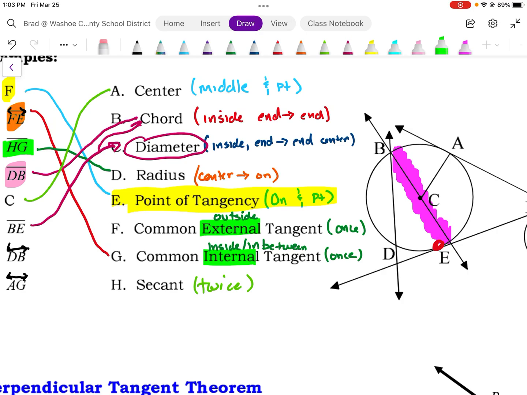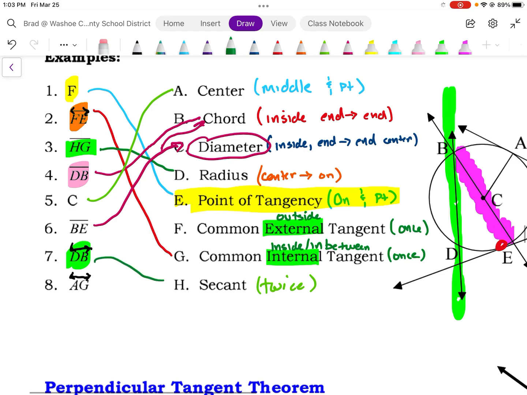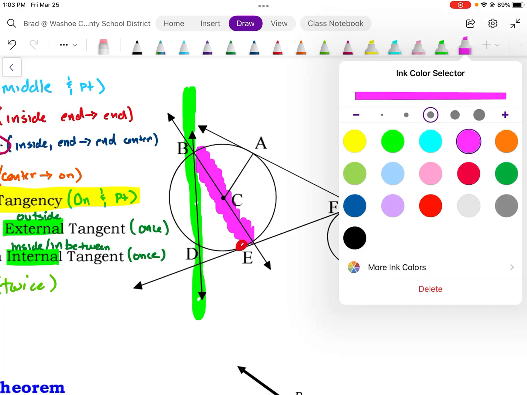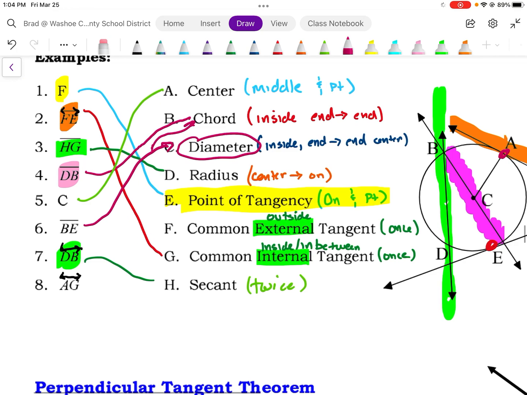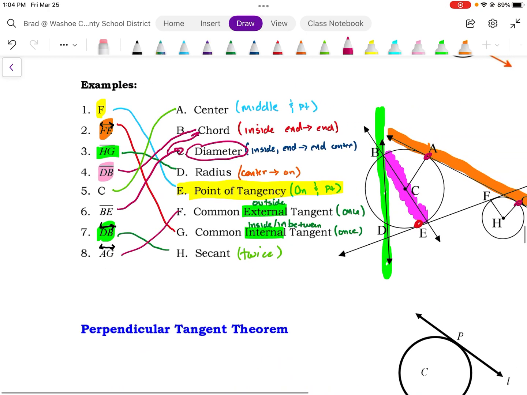All right, DB here, we'll do this DB. It's got arrows, so it's going to be all the way through, and clearly that's going to hit twice, so we're going to call that a secant. And last, it's going to be AG. We'll do this AG here in orange. AG is going to be this one right here. It's clearly tangent at one spot here, one spot there, and on the outside, so this is a common external tangent. So that was a good exercise just to make sure that we were all good with the vocabulary of these segments that we've been talking about.